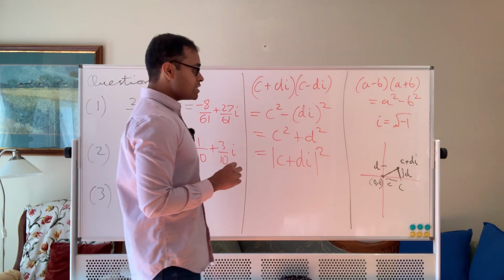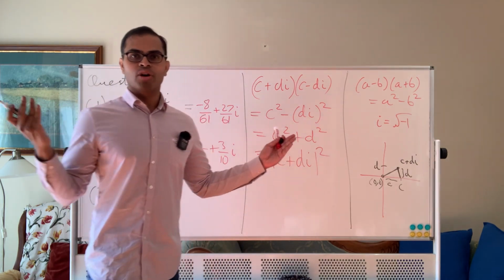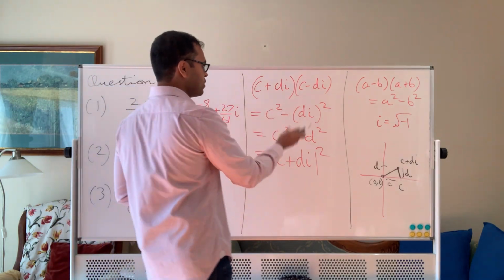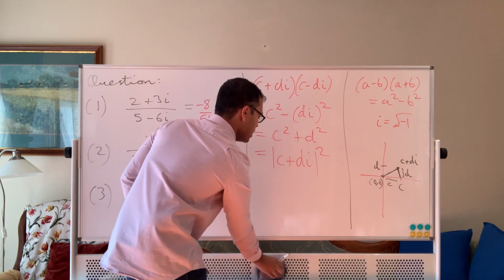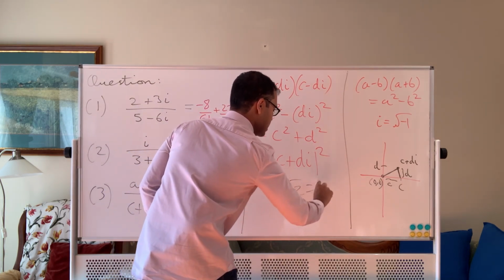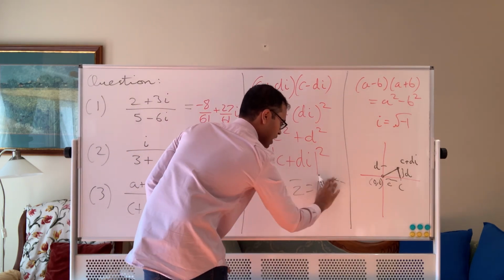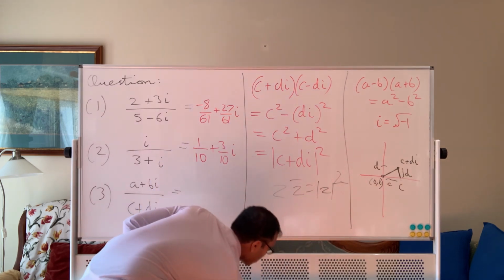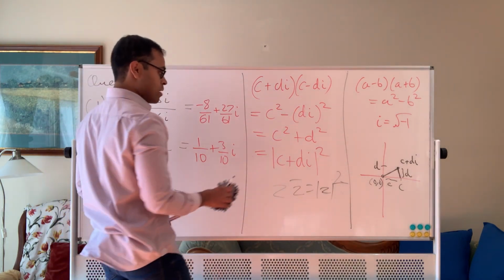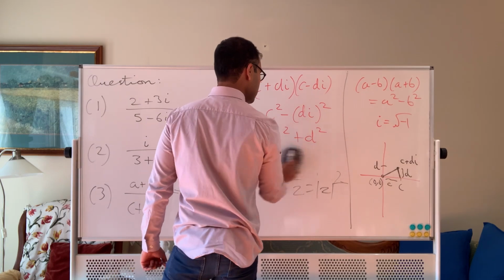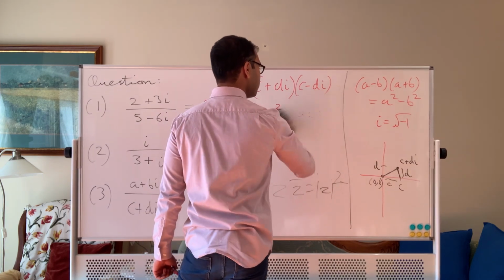So that's another quick introduction to the modulus if you haven't seen it. But it's a crucial property of complex numbers: z times z conjugate is the modulus of z squared. That's the formula that's worth remembering. And now, using that formula, we can get a general formula for dividing complex numbers.